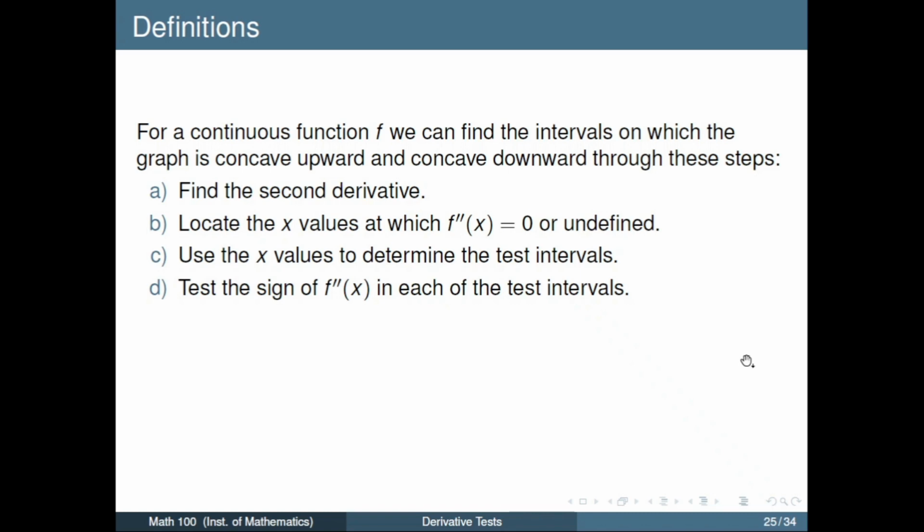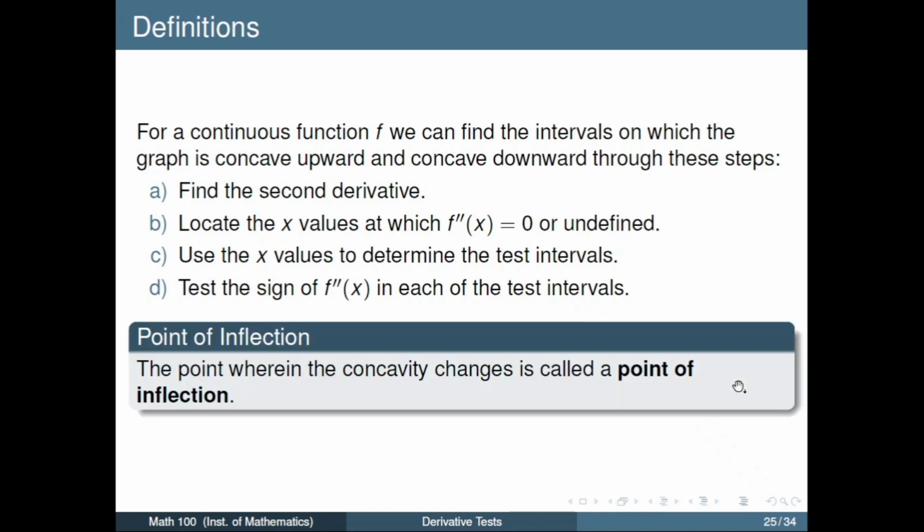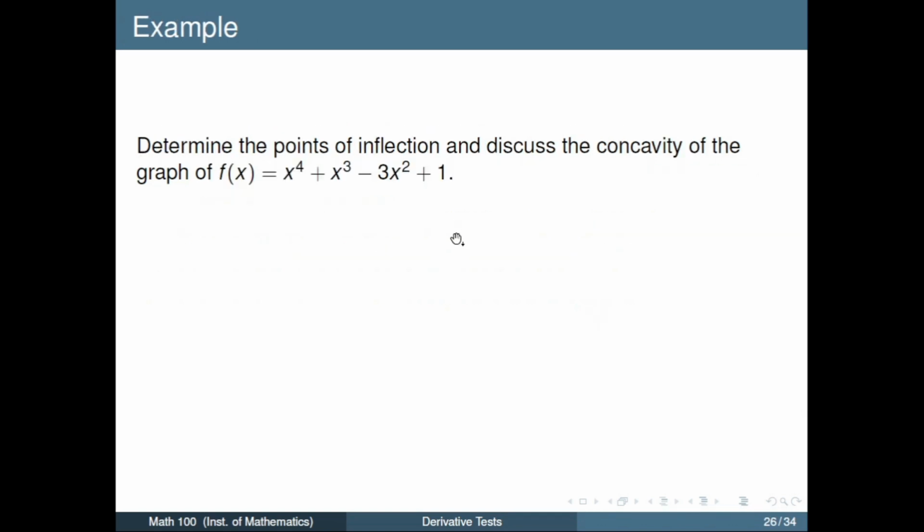And moreover, so nabanggit ko na kanina pala yung possible point of inflection. And to formally define a point of inflection, doon lang yung mga points kung saan nag-change ang concavity ng ating function. So, it could be the point where you change from concave up to concave down, or from concave down to concave up. Let's answer this one. We determine the points of inflection and discuss the concavity of this curve.